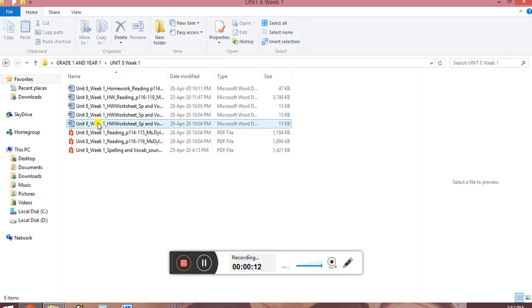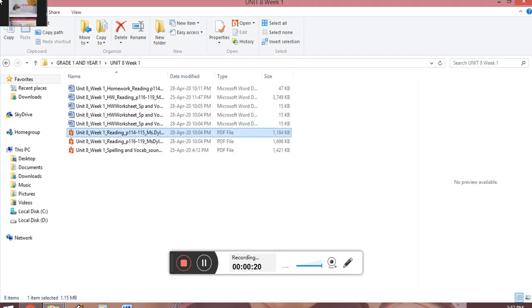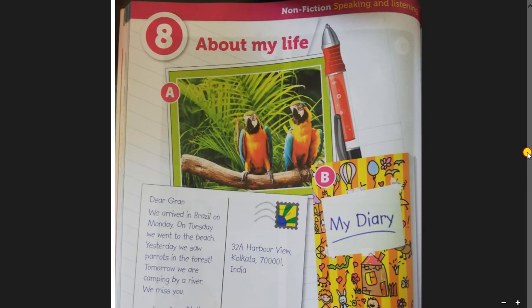Please prepare your textbook, the one with colors, and open page 114. 114. Ready? Something else opened? Yes. This one. This page. The name of our unit is About My Life.